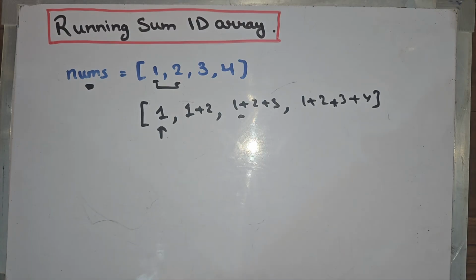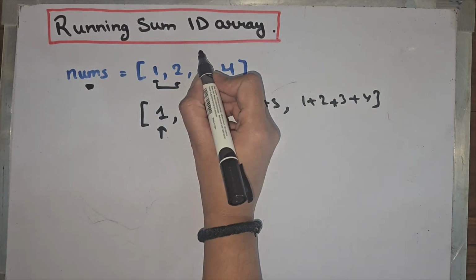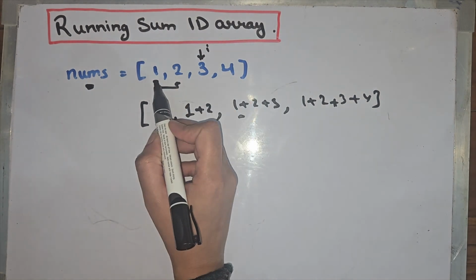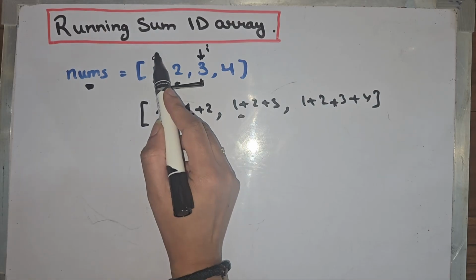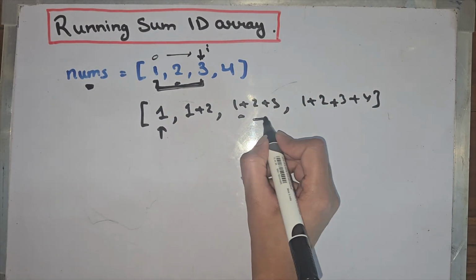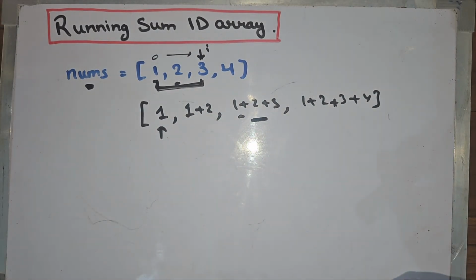Now looking at this and thinking of naive solution, what we can do is that for every index I, calculate the sum of all elements from index 0 to I. For example, we are at this. If we calculate all the element sum from 0 to I, we will have output for this index. So this is the naive idea.